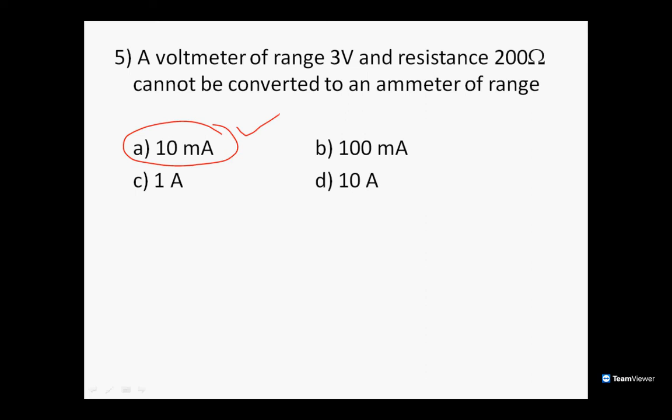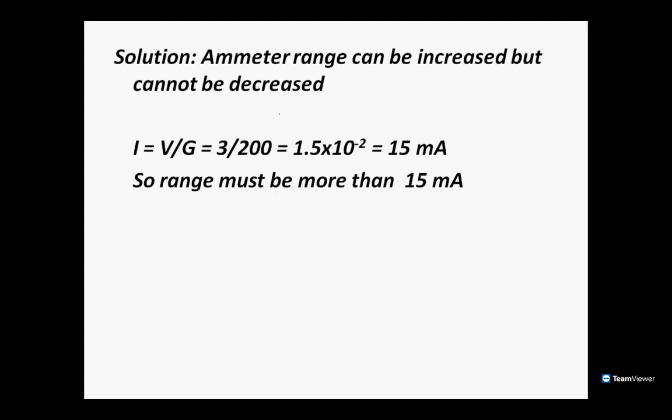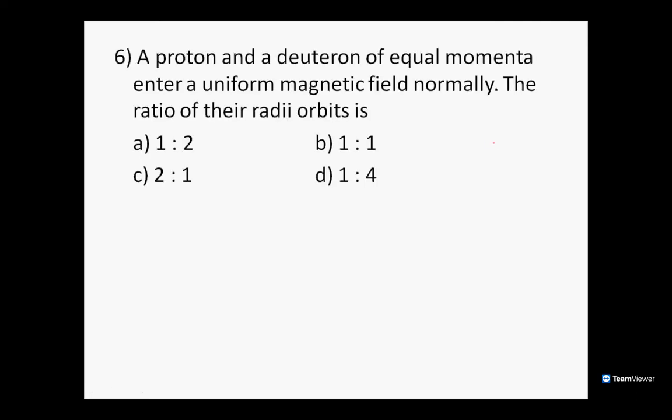What is important here? The range of the ammeter can be increased, but cannot be decreased. What is the given range here? 15 milliampere. All others are higher range, but 10 milliampere is smaller, so it cannot be converted into 10 milliampere range. Next. Sixth question.